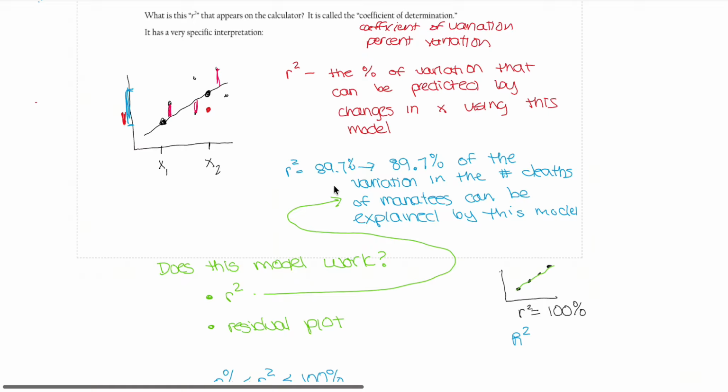Yeah. So the farther off your R squared value is, the less variation you can cover from this model to the real data set.